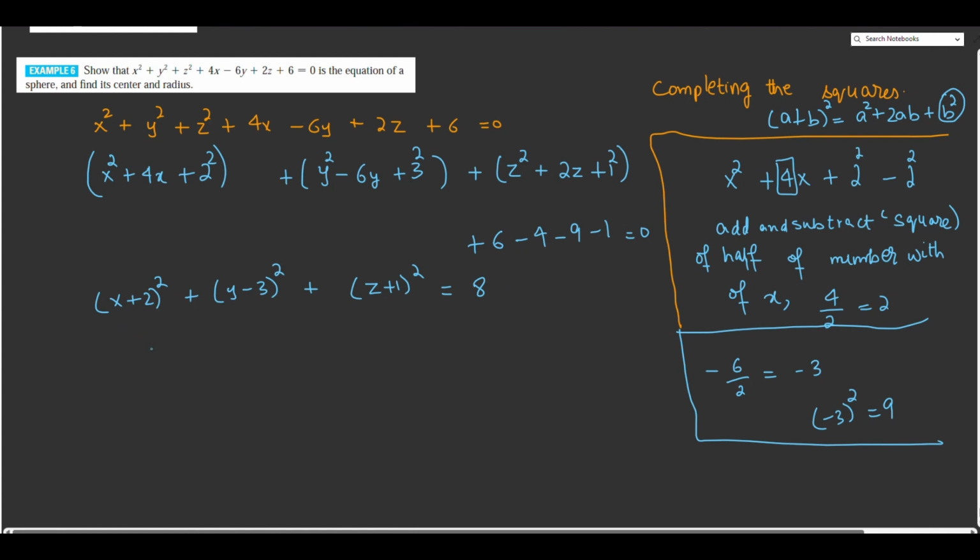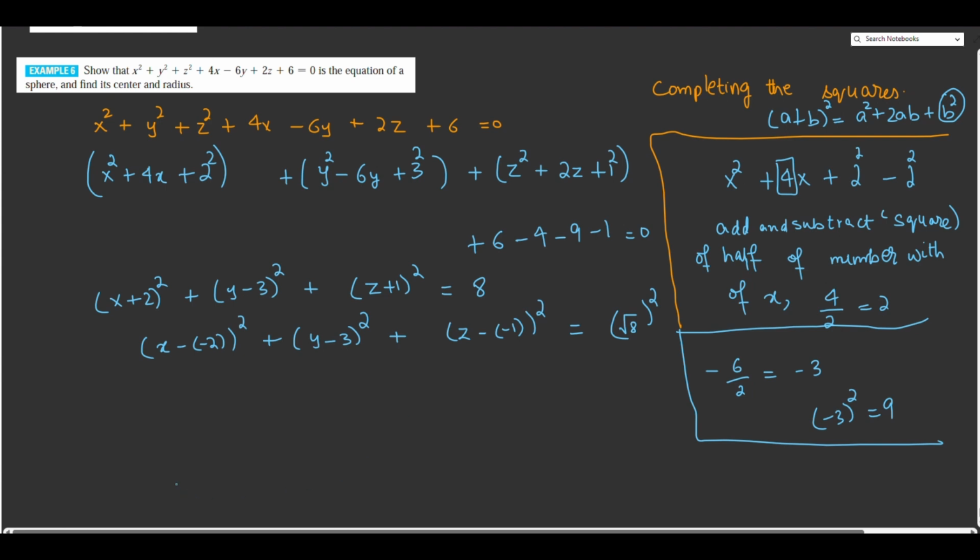One more thing, he is asking in the question that we need to find its radius and also its center, but before, you need to write this in the following form. This x plus 2 can be written in the following form: x minus minus 2 and then square. This is already in the required form: y minus 3 square plus z minus 1 whole square, and 8 can be written in the following form: square root of 8 and then square here. So this can be written in the following way.